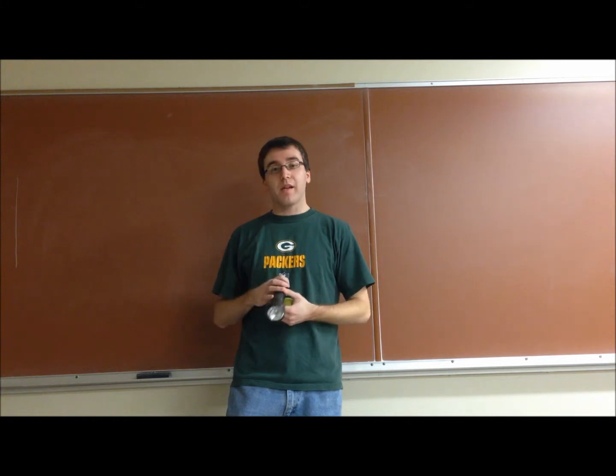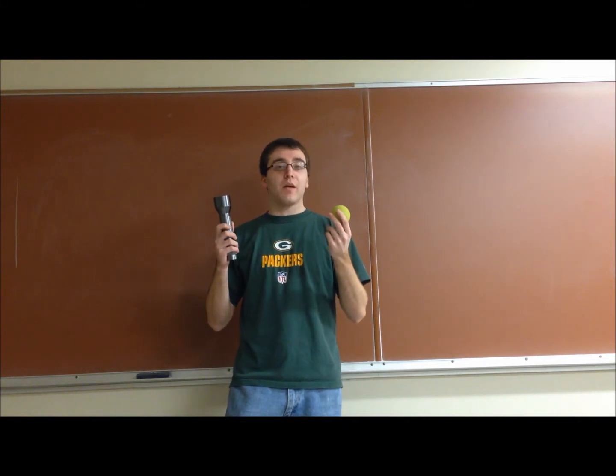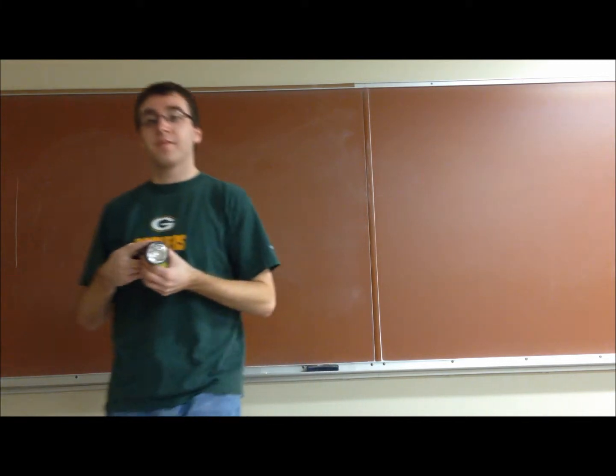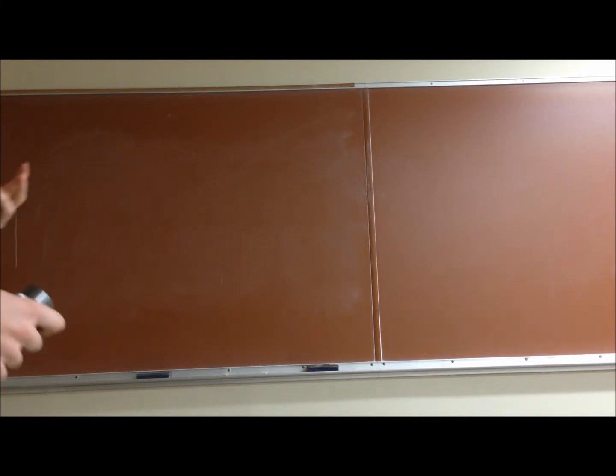I'm going to demonstrate here with this flashlight being my star and this tennis ball being a planet. So this is the brightness that we measure, and as the tennis ball passes in front of the flashlight, you can see the dip in brightness. That dip is the planet passing in front of the star.